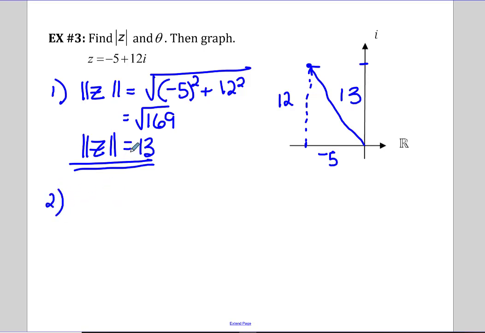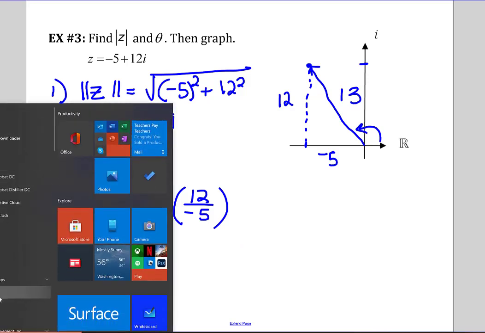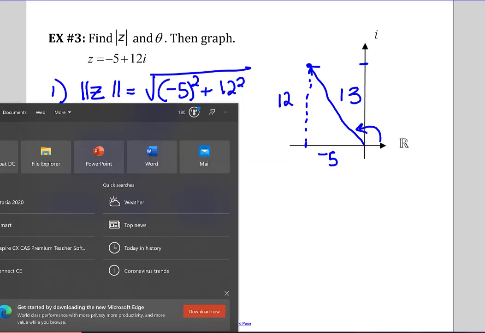And then secondly, if we want to find the angle theta, our theta is tan inverse of b over a. And we need our calculator to do the heavy thinking for us. So let's see, we need pi.